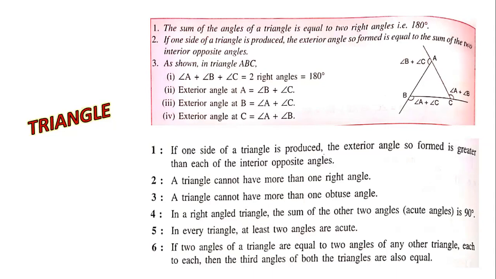That means if we are having two triangles, let us suppose ABC and DEF, and if angle B is equal to angle E, angle C is equal to angle F, then angle A must be equal to angle D. You have to learn these things, you have to memorize these things, that the sum of angles is equal to 180 degrees, exterior angle is equal to the sum of two interior opposite angles, a triangle cannot have more than one right angle and cannot have more than one obtuse angle. At least two angles are acute in every triangle.